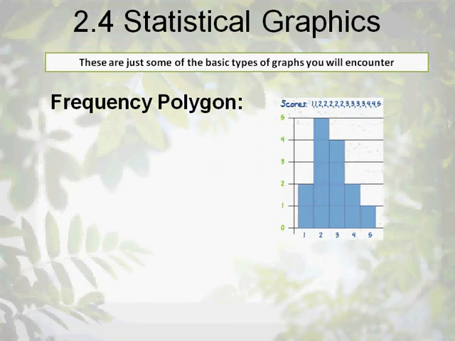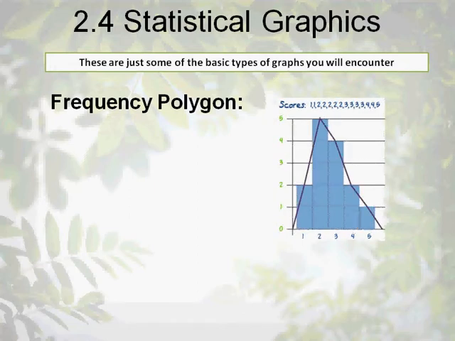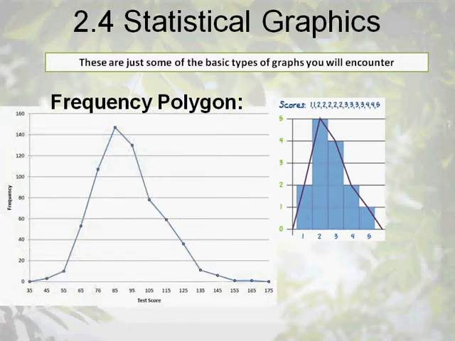So here we have a histogram. If we draw a line segment to the middle of each bar's height, we create a frequency polygon. Of course, imagine this graph without the bars now. As another example, here we have an actual frequency polygon without the bars.